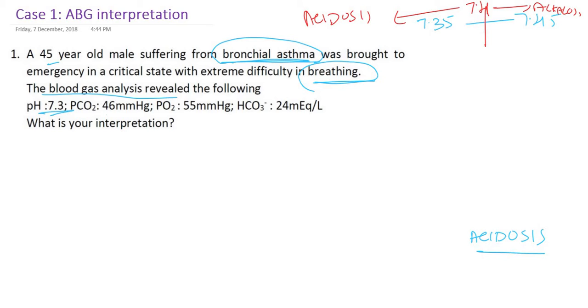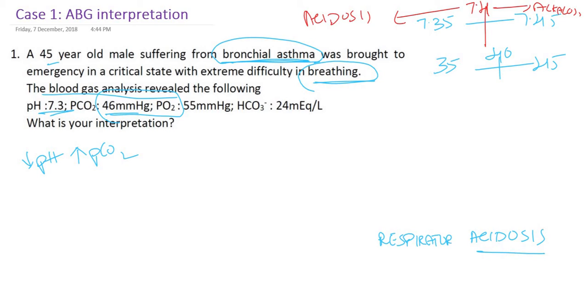Then I will see the partial pressure of carbon dioxide. What is the normal? It is 35 to 45, but for interpretation I will take 40. Definitely it is more. Low pH with high PCO2 favors respiratory, and he is also suffering from a respiratory disorder, bronchial asthma. Now the question is whether it is uncompensated, partially compensated or fully compensated.